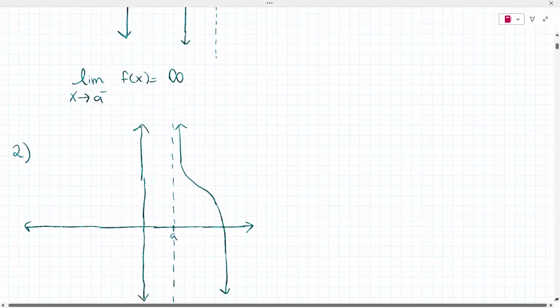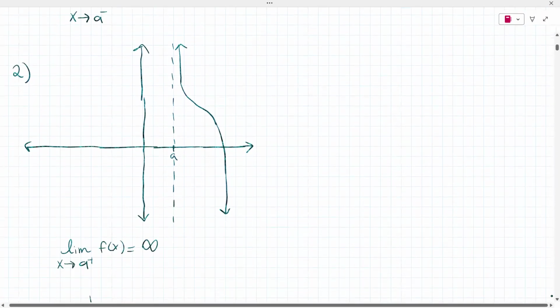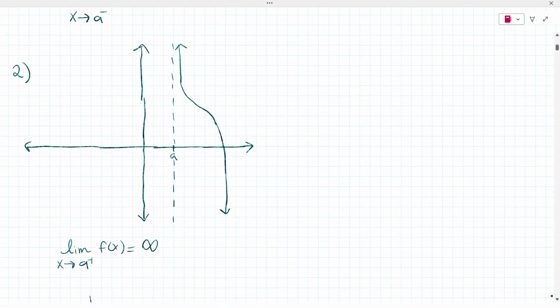Okay, what about this one? This is review. Here we have this graph. What is the limit as x approaches a from the right? Here's your graph. Here's a. Look at the right side of a. What is the y value? It shoots up to positive infinity.